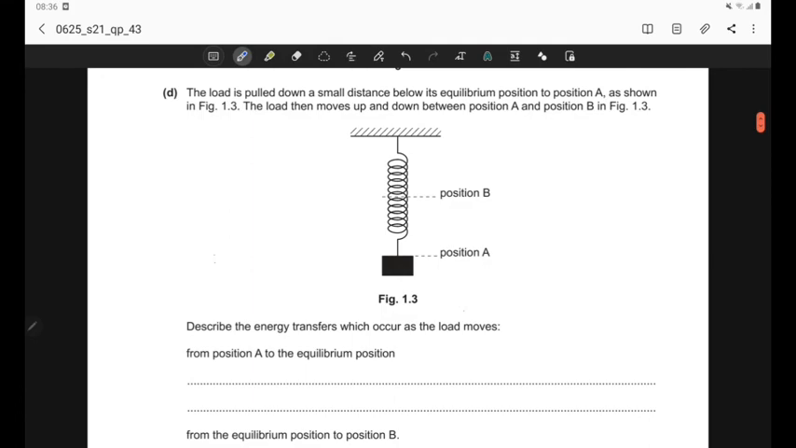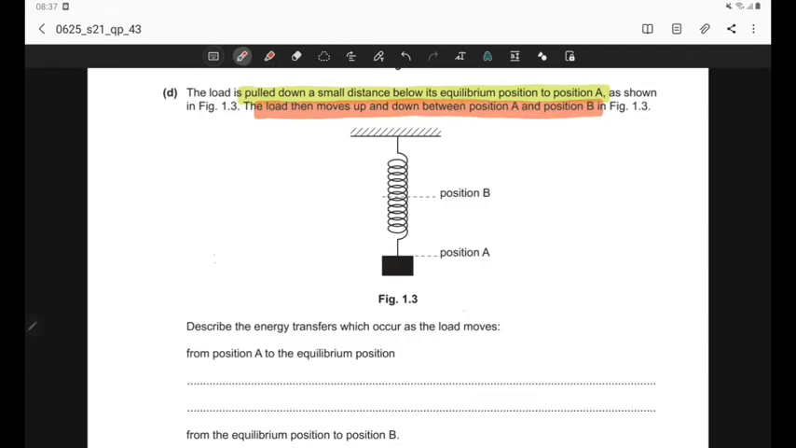Part D. The load is pulled down a small distance below its equilibrium position to position A. As shown in figure 1.3, the load then moves up and down between position A and B. Describe the energy transfers which occur as the load moves. So initially the load is pulled down a small distance below its equilibrium position to position A. Later on, the load then moves up and down between position A and B.